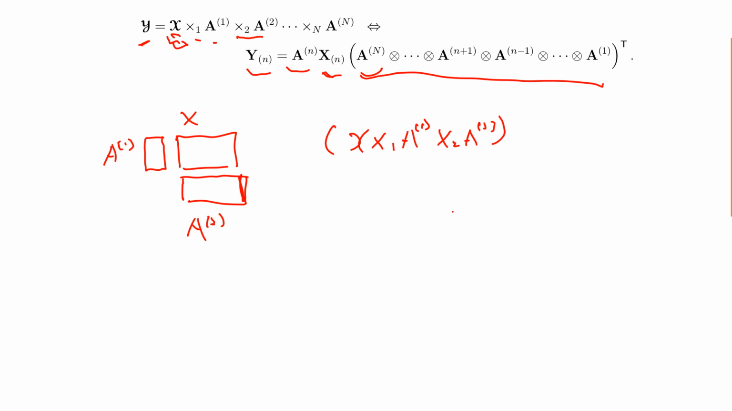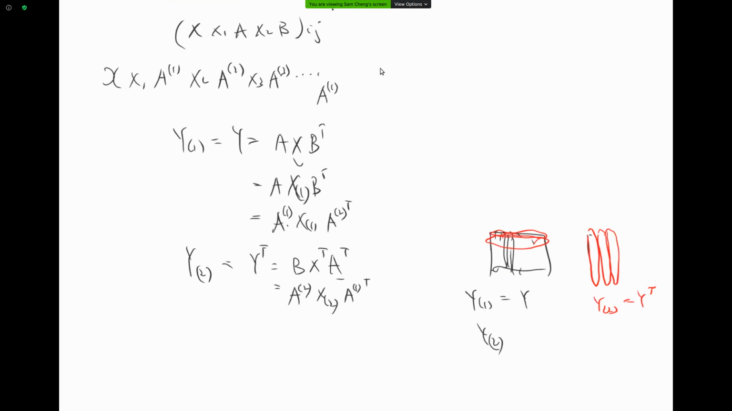So this is true. What we just showed is that this is true for X being a two-way tensor, or a matrix. If we assume that it is true for an n minus one way tensor, and we want to show that it's also true for an n-way tensor, then we will be done.